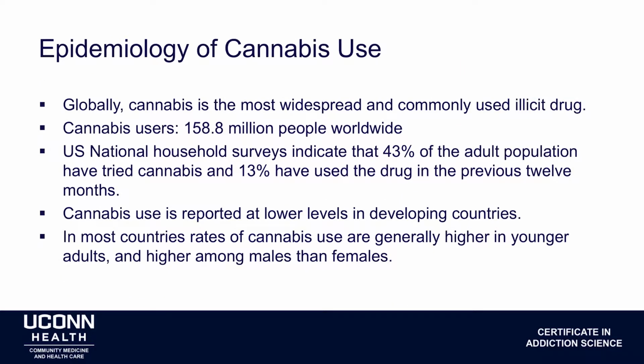Cannabis is a good example. Globally, cannabis is the most widespread illicit substance that's used around the world. By some estimates, almost 160 million people have used cannabis in their lifetime. The U.S. National Household Survey indicates that about 43% of the adult population has tried cannabis, and 13% have used cannabis in the previous month.